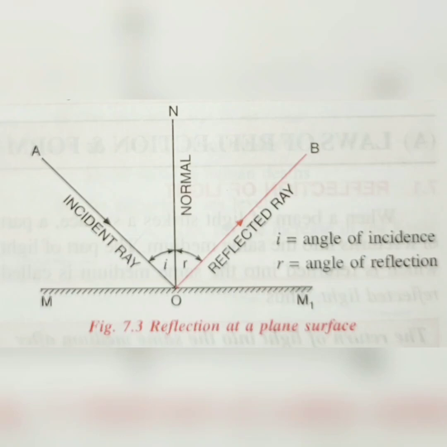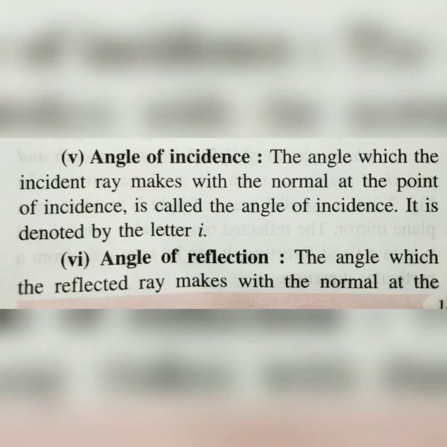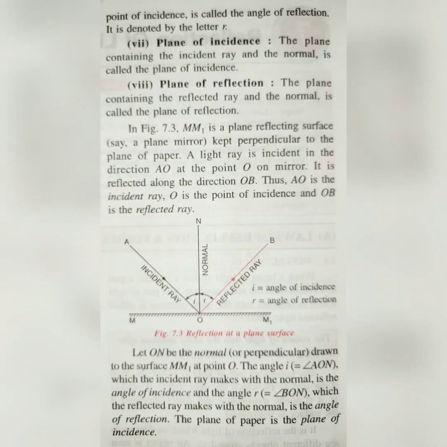If you see the figure, we get two different angles. The first is the angle of incidence, the angle between the normal and the incident ray. The second is the angle of reflection, the angle between the normal and the reflected ray. And we have two more terms. Plane of incidence includes the plane containing the incident ray and the normal. The next one is plane of reflection, which includes the reflected ray and the normal. These are the terms related to reflection.